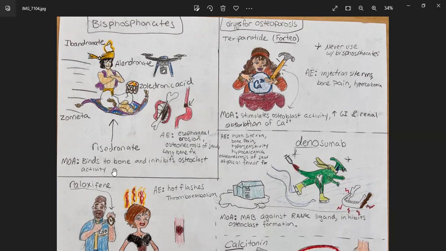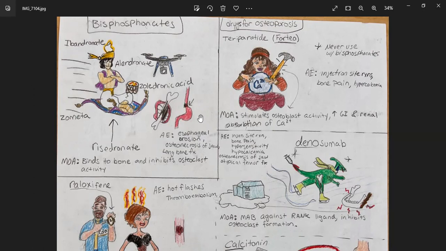So these bind to bone and inhibit osteoclast activity. So they bind to bone and inhibit osteoclasts. So there should be an X through here, I think. My apologies.